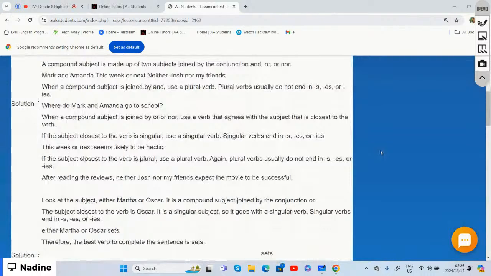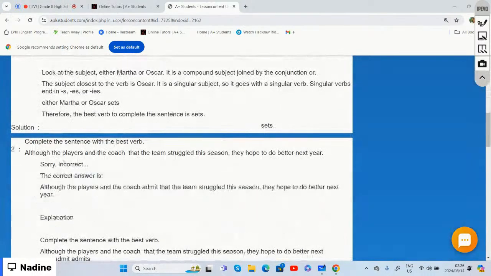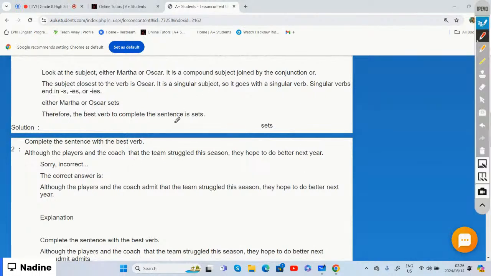All right, let's go to the next one. It says, although the players and the coach, do we say admit or do we say admits that the team struggled this season? Although the players, referring to more than one player, and the coach. They hope to do better next year.